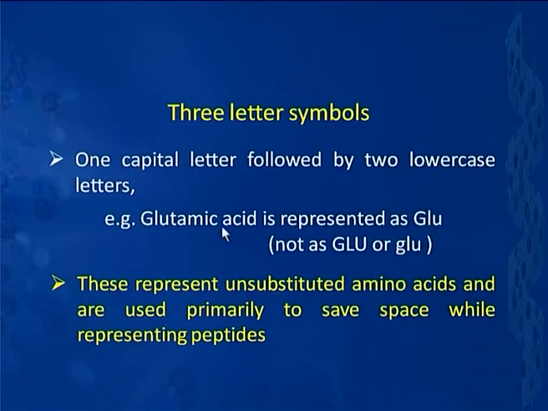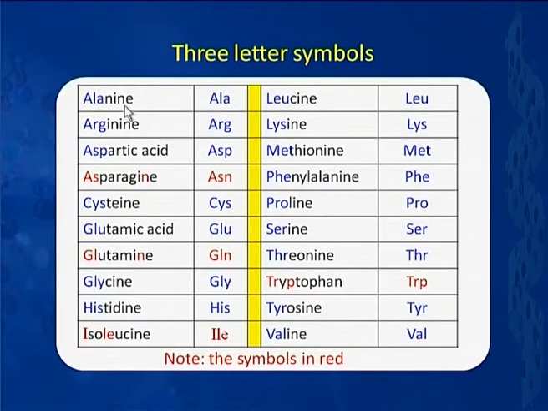So the 3-letter symbol is the first 3 letters of the common name, and the first letter of the 3 will be capital. Now, if I write Glu, I am representing glutamic acid, as an unsubstituted amino acid, and as I mentioned earlier, these are used to save space while representing peptides. Okay. Now, let us look at the 3-letter symbols here. Most of it is very obvious. Say alanine. The first 3 letters are A, L, A, so we have the symbol A capital, l small, a small. Similarly, arginine, aspartic acid, and so on and so forth, because most of them are very straightforward.